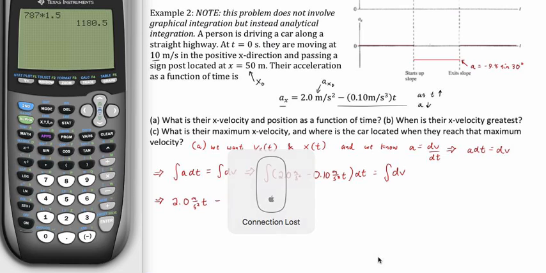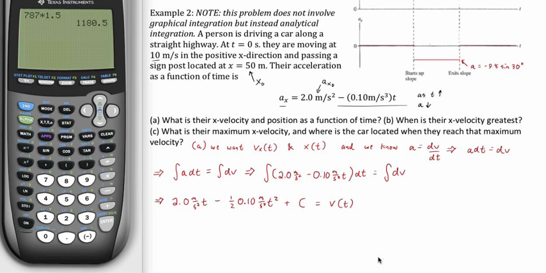And then we're going to be, let's see, because this is going to be 1/2, so I'll just put it in front. 1/2, 0.10, and then t, and we'll leave the units here. Meters per second cubed times t squared. Okay? And then plus some constant, which we'll call c, and then that's just going to equal v as a function of time. All right?